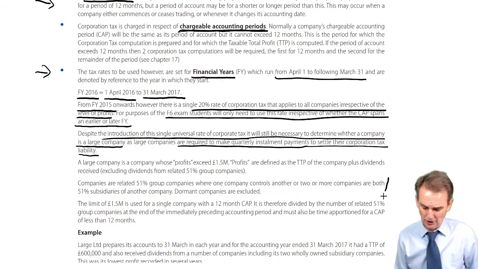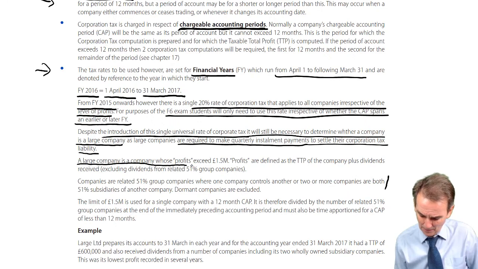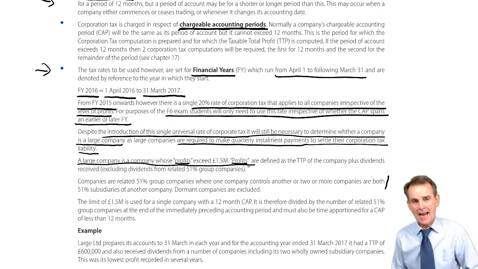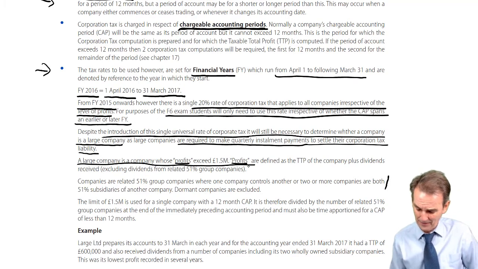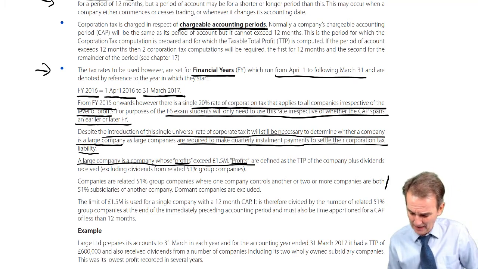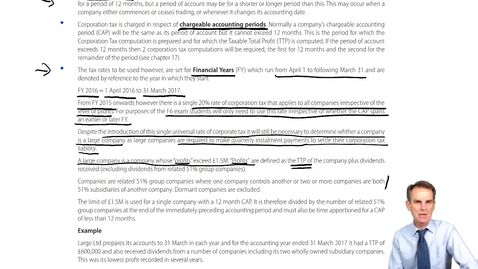Who will be classified as a large company? Right, a large company here, let's get the pen working, is a company whose profits, I put in inverted commas there, exceed 1.5 million. This profit limit of 1.5 million is provided to you on your rates and allowances page, along with your rate of tax, 20%. Profits are defined as, now there's a little acronym we'll come to know and love, TTP, the taxable total profit.